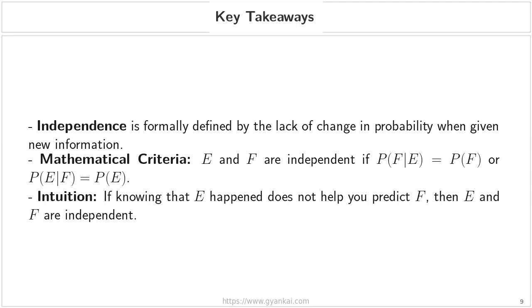Finally, always try to keep the core intuition in mind. If knowing that event E has happened provides you with no useful information to help you predict whether event F will occur, then you can confidently conclude that events E and F are independent. To wrap everything up, let's review our key takeaways from today's lesson. That concludes our session on the formal definition of independence. Great job today!